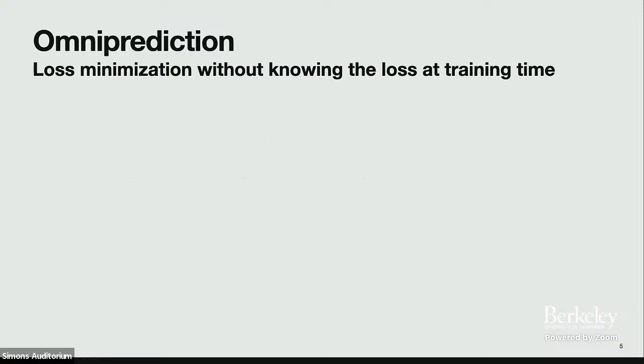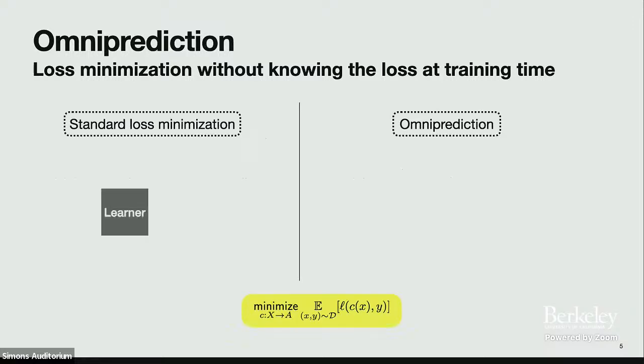So the idea is that the loss is revealed after training time, but before the actions are taken. Let me explain this using a pipeline. In standard loss minimization, we have a learner which collects data and knows the loss function. It outputs a model, and the model can take actions, assign actions to individuals.